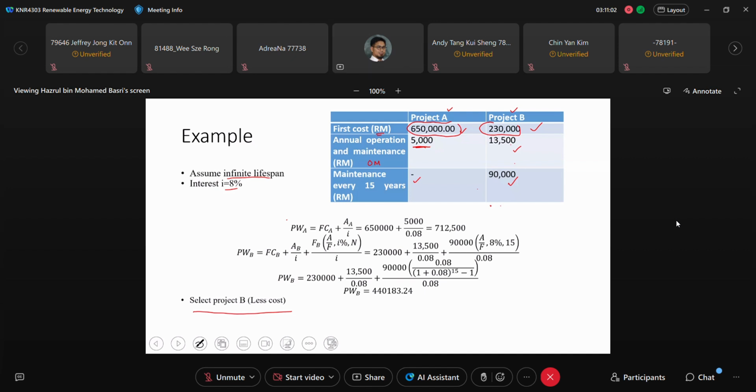Okay, let's do the analysis. I don't think we have time, but we finish this example and then we can call it a day. For this case, it is actually a bit different because we are going to assume infinite lifetime. The n is equal to infinity.